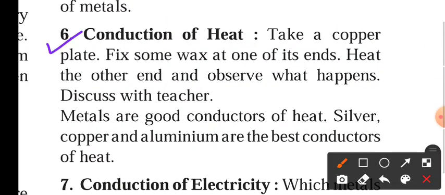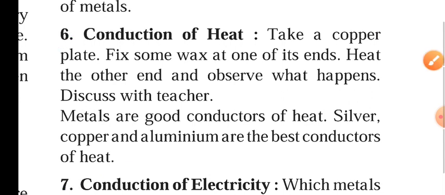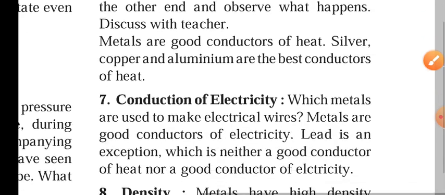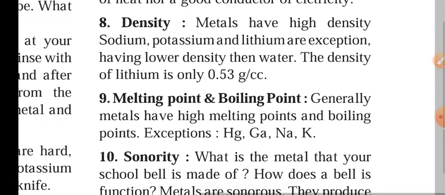Now further, the next one is the conduction of heat. I'm taking the sixth and seventh together, that is the conduction of heat and electricity. Metals are good conductors of heat and electricity. That's why they are used in kitchen utensils to cook food. They are used in electrical wires to carry electricity from one place to another. Like that, various metals are used in different places because of this particular property.